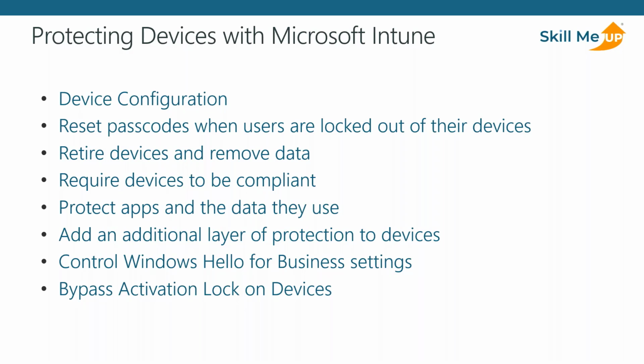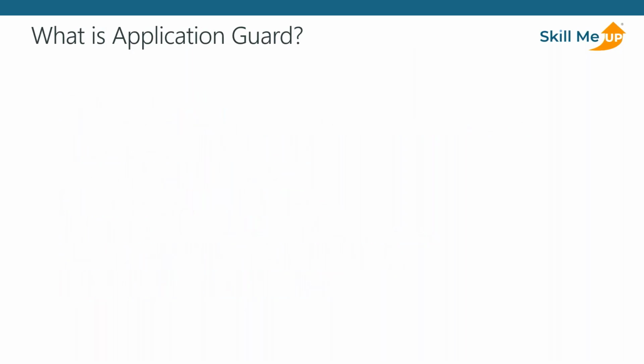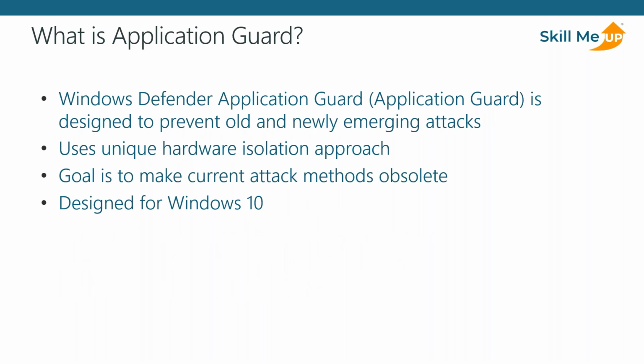So Microsoft Intune will provide a whole raft of security controls to protect device access into Microsoft 365. Now, one of those protection capabilities is called Application Guard. Application Guard is designed to prevent old and newly emerging attacks. It uses unique hardware isolation to make this work. The goal is to make current attack methods obsolete as it continues to learn. And then, of course, it's designed for Windows 10, and it's also designed for Microsoft Edge.